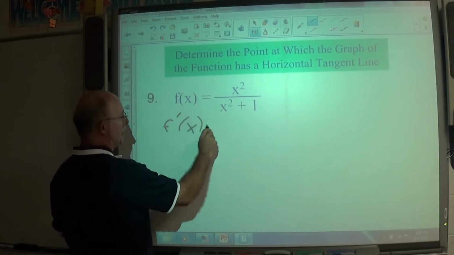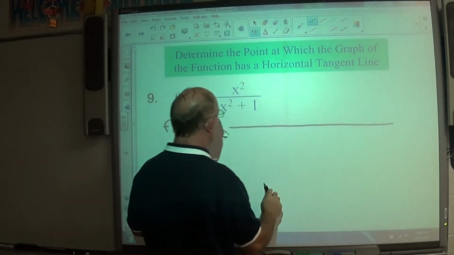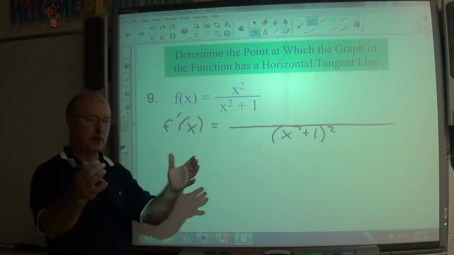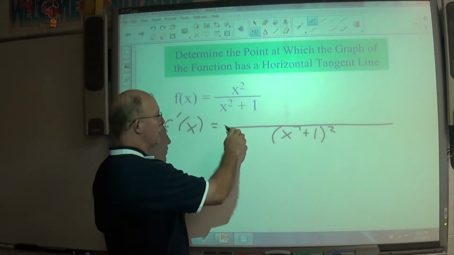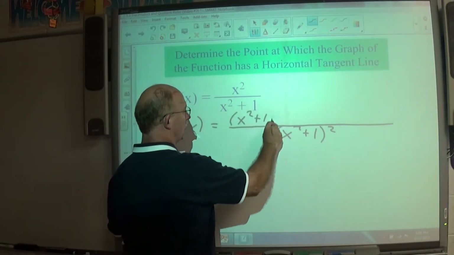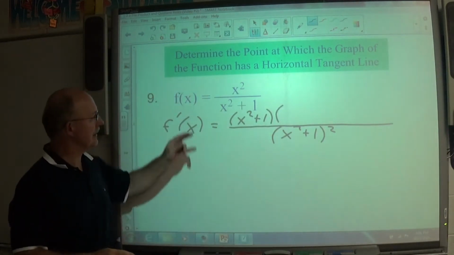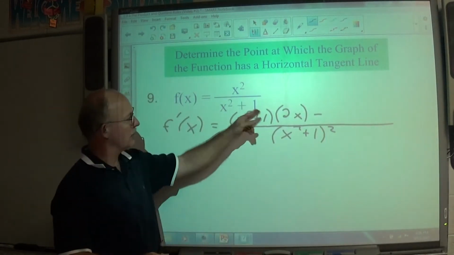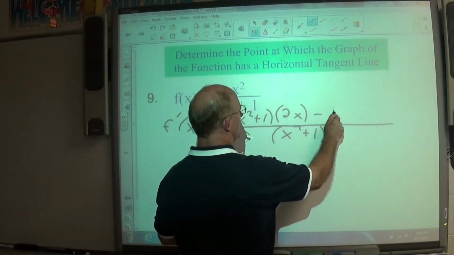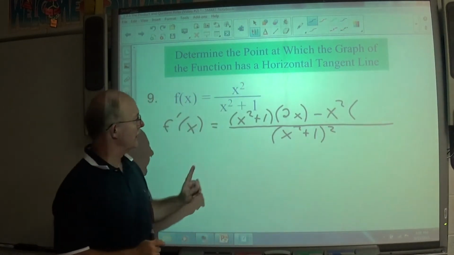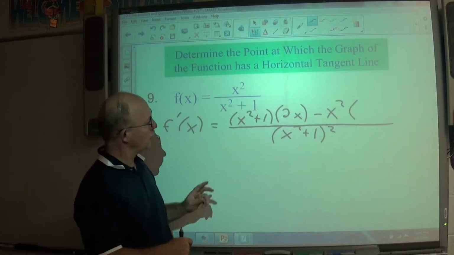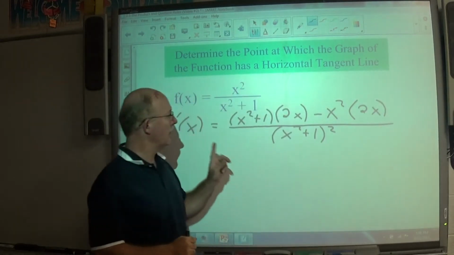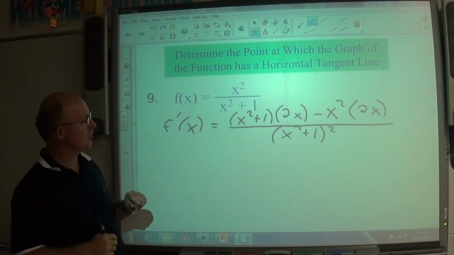So f prime x is going to be equal to, and this will be x squared plus 1, quantity squared in your denominator, so remember the denominator squared. And we start off in the numerator, this will be the bottom, x squared plus 1, times the derivative of the top. And the derivative of x squared is 2x. Okay, minus, so the bottom times the derivative of the top minus the top, which is x squared, times the derivative of the bottom. Now the derivative of x squared plus 1, the derivative of x squared is 2x, and the derivative of 1 is 0. So this here should describe our derivative.